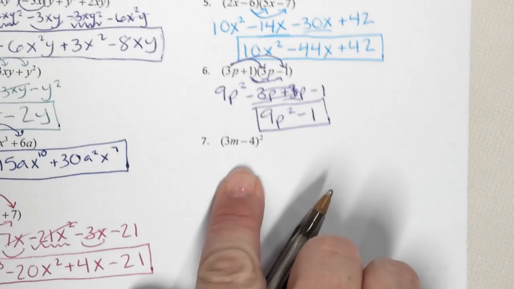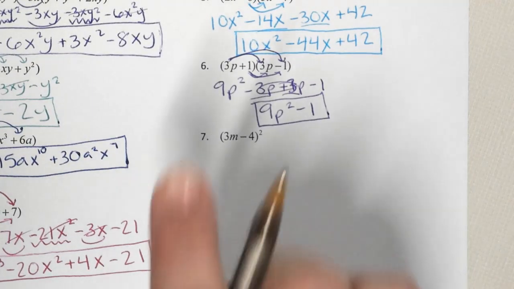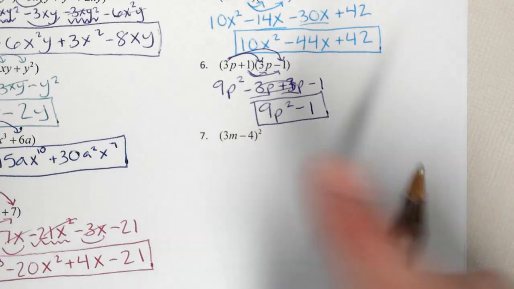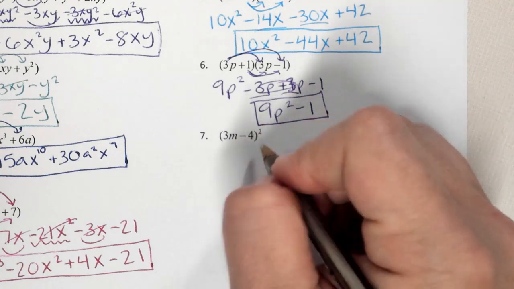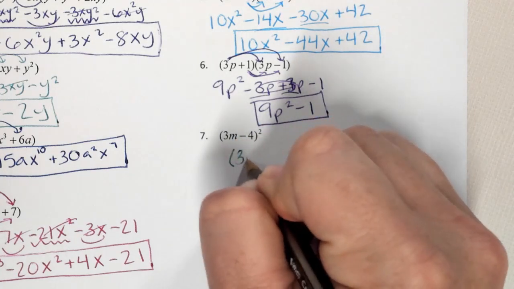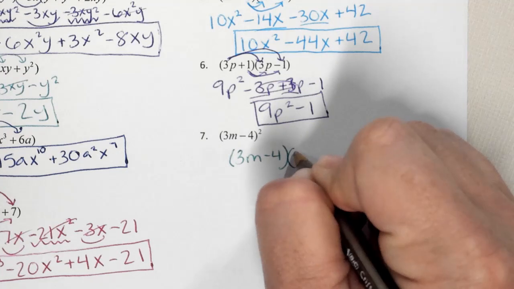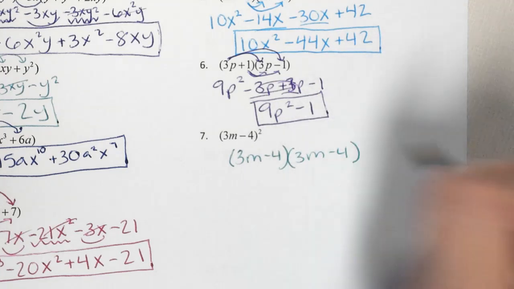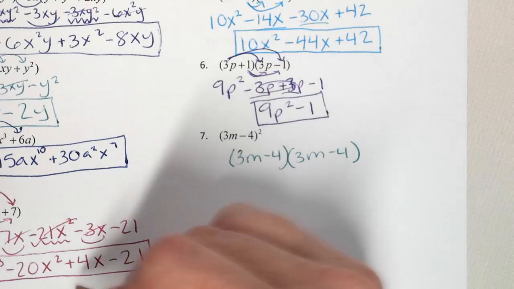Now be careful on number 7. I've had a lot of people do this one wrong by just writing it twice. So you need to write it, not just square both sides. That's not how this works. You have to write it twice. Now you double distribute just like we did on the last.